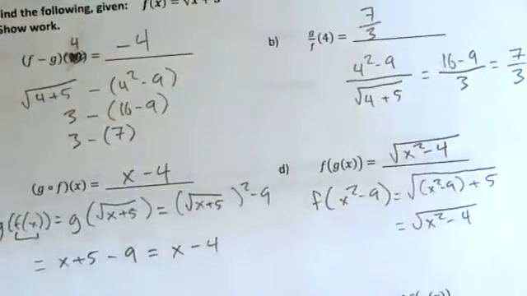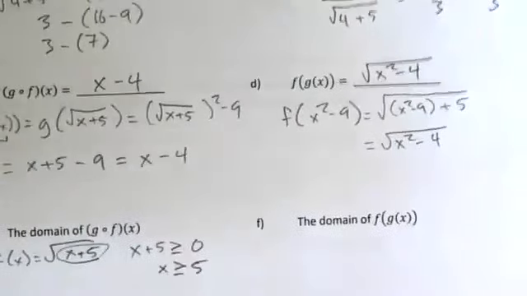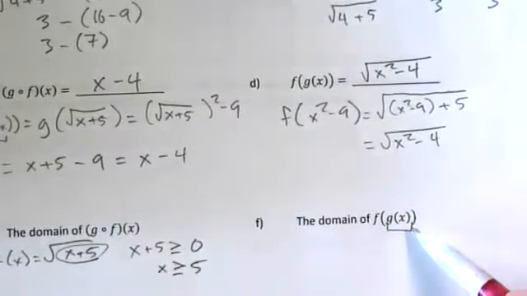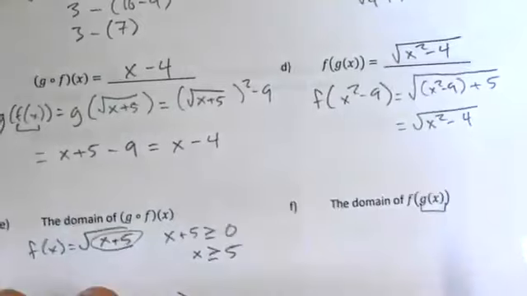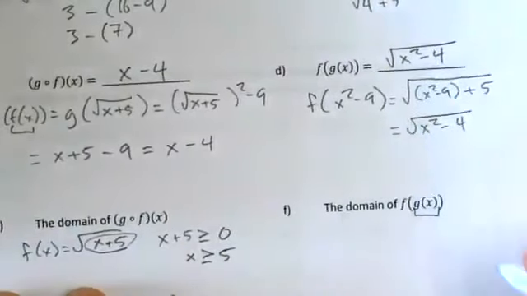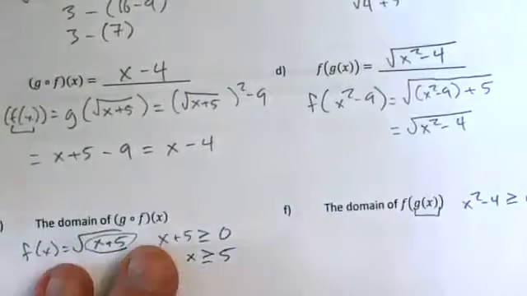Okay. So we're going to find the domain of F of G of X. Now, G of X did not have any restrictions, because G of X was just a polynomial, X squared minus 9. So we don't have to worry about it like we did for this one over here. But we do need to find the domain of this guy. So it's underneath a square root. That means X squared minus 4 must be greater than or equal to 0. And we need to solve that.